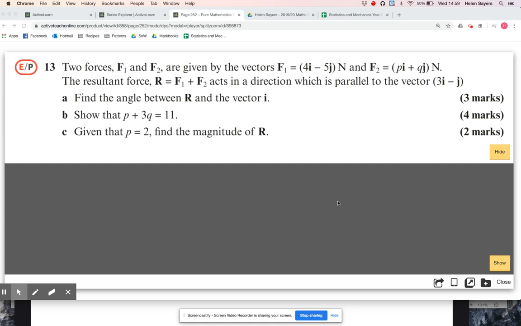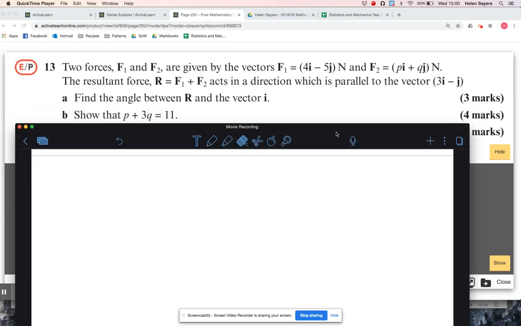Okay, so we're looking at mixed exercise 11 from the first year core textbook. This is on vectors, and we're on question 13. We're given two forces, and we're given the full information about force 1, and then we've got two unknowns in force 2. We're not told what their resultant is, but we're told the direction its resultant is going in. So let's have a think about that.